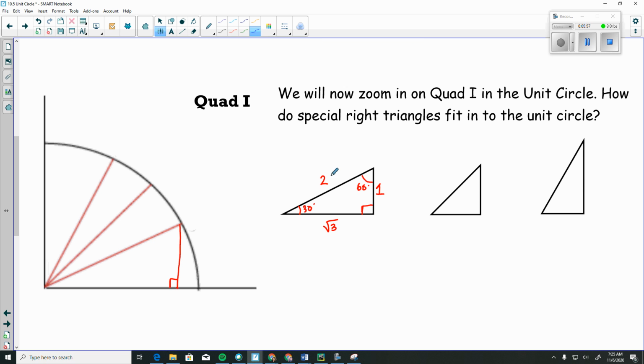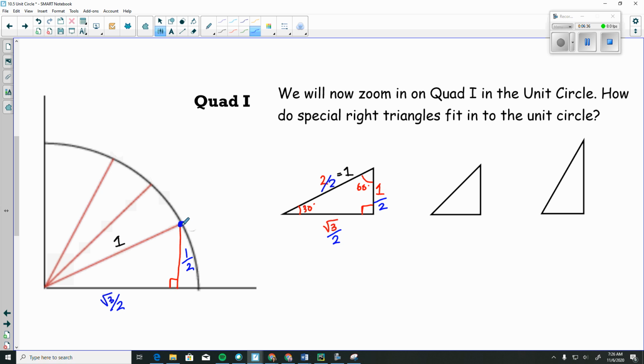So if I take this 2 and then simply divide that by 2, now it's scaled down to 1. But if I'm doing that, I have to do that to all the other sides of the triangle as well. So every side of the triangle, I divide by 2, and then now I can fit this onto the unit circle, okay, because this would be a length of 1. So here would be the hypotenuse, it's a length of 1. This side of the triangle would be 1/2, and then this side of the triangle would be square root of 3 over 2, okay? So now I have that special right triangle on the unit circle.